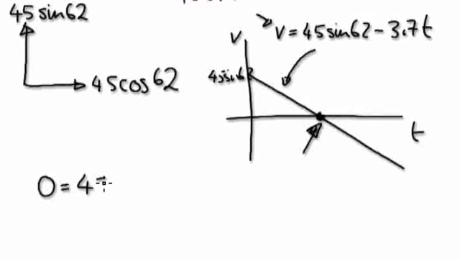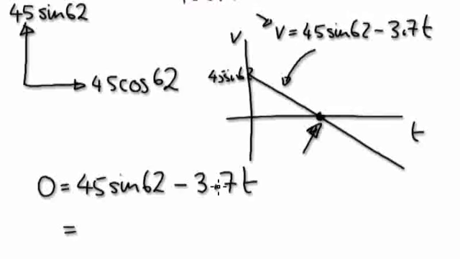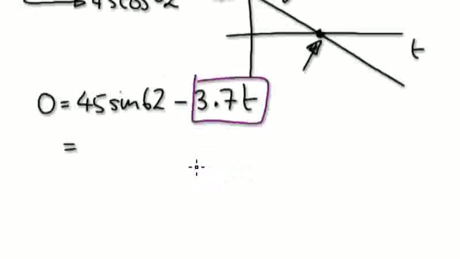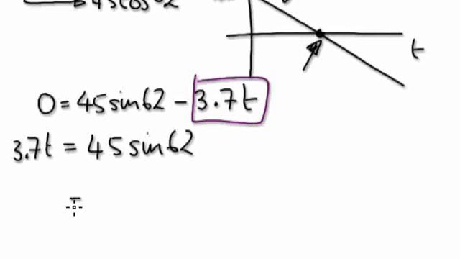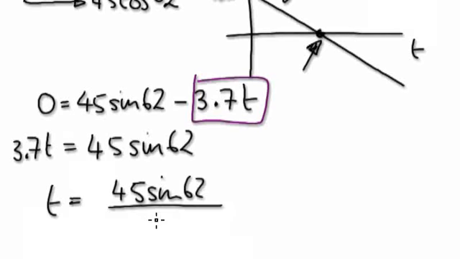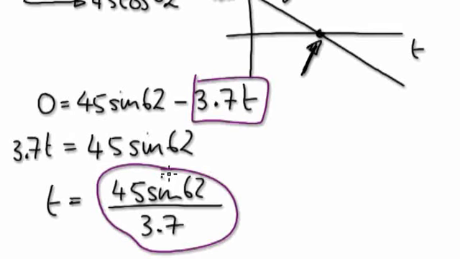So 0 equals 45 sine 62 minus 3.7 t. Now add this to both sides. So that would be 3.7 t equals 45 sine 62, and so t equals 45 sine 62 over 3.7. So the time it takes to get to maximum height, this point here, is given by this.